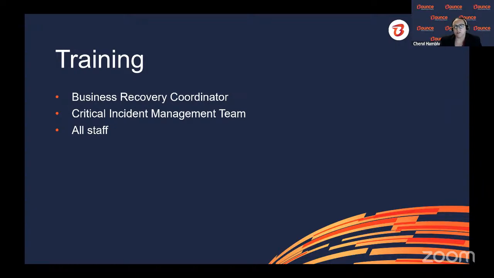What's expected of them in terms of getting updates? What's expected if they are sent home? Are they going to be still paid? Are they getting annual leave? Are they going to be brought in to assist?